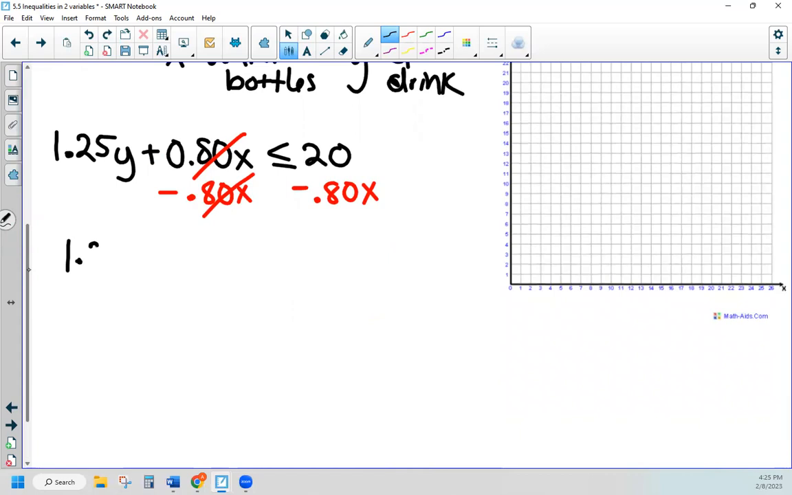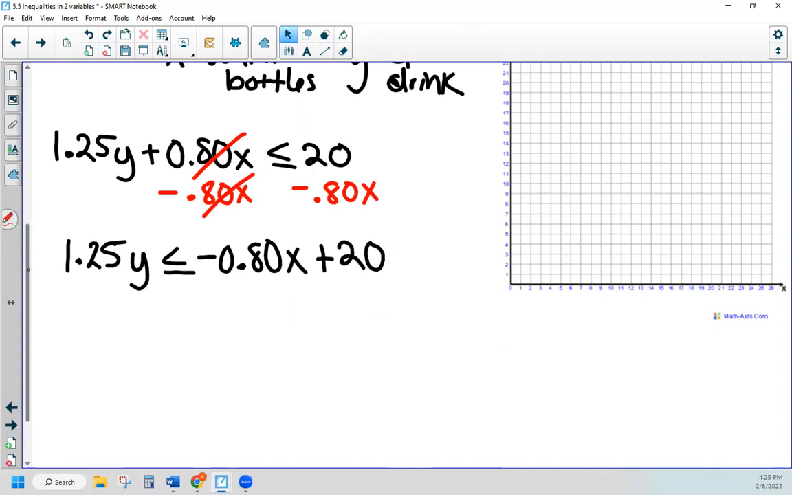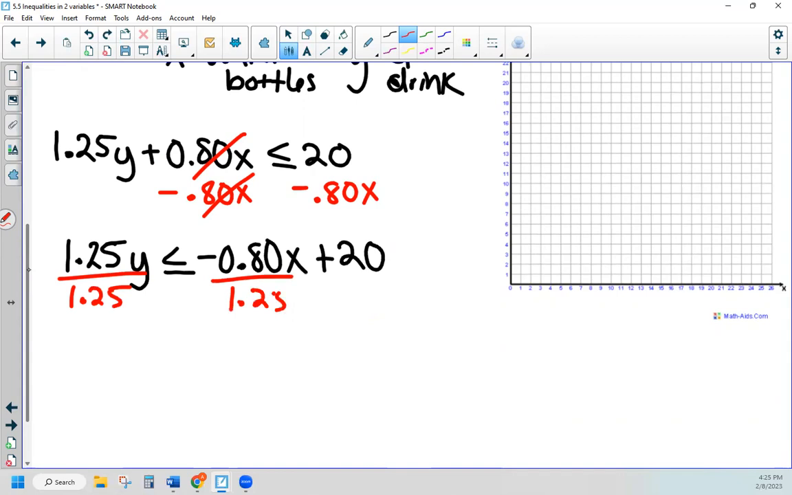Now I have $1.25 for every sports drink, less than or equal to negative 0.80x plus 20. Okay, we then take 1.25 to the other side by the inverse operation, which is division. We're going to do it to every single term on the other side.